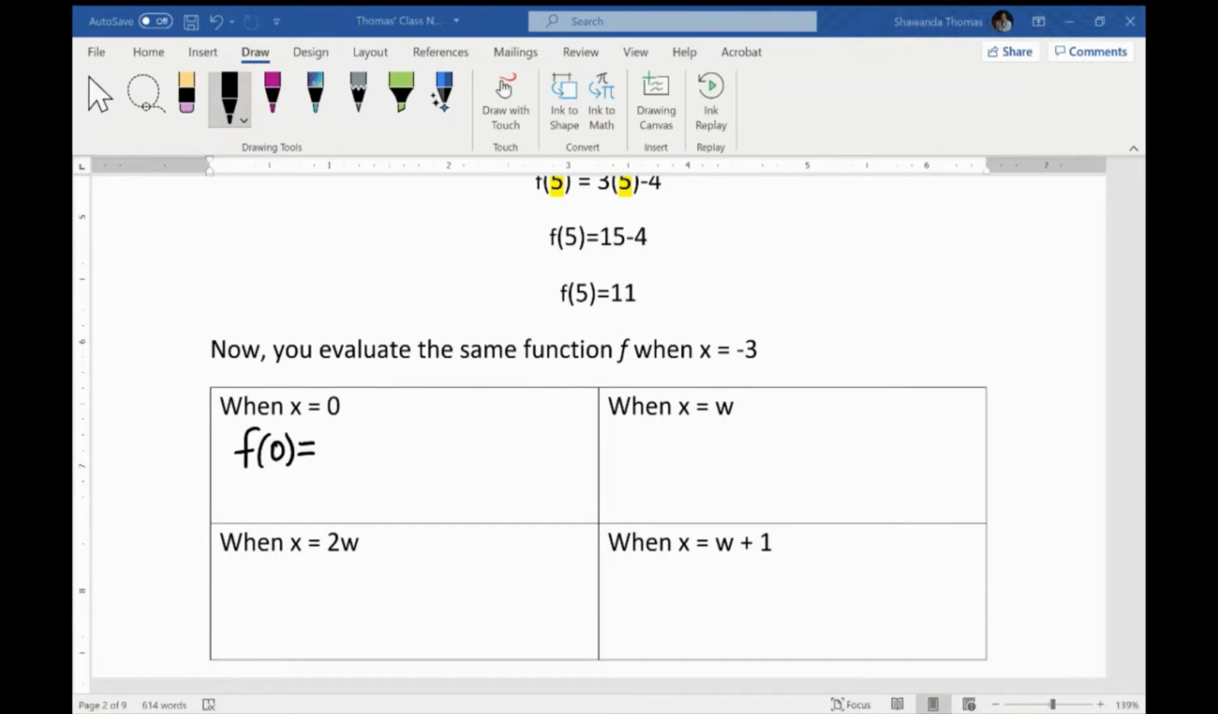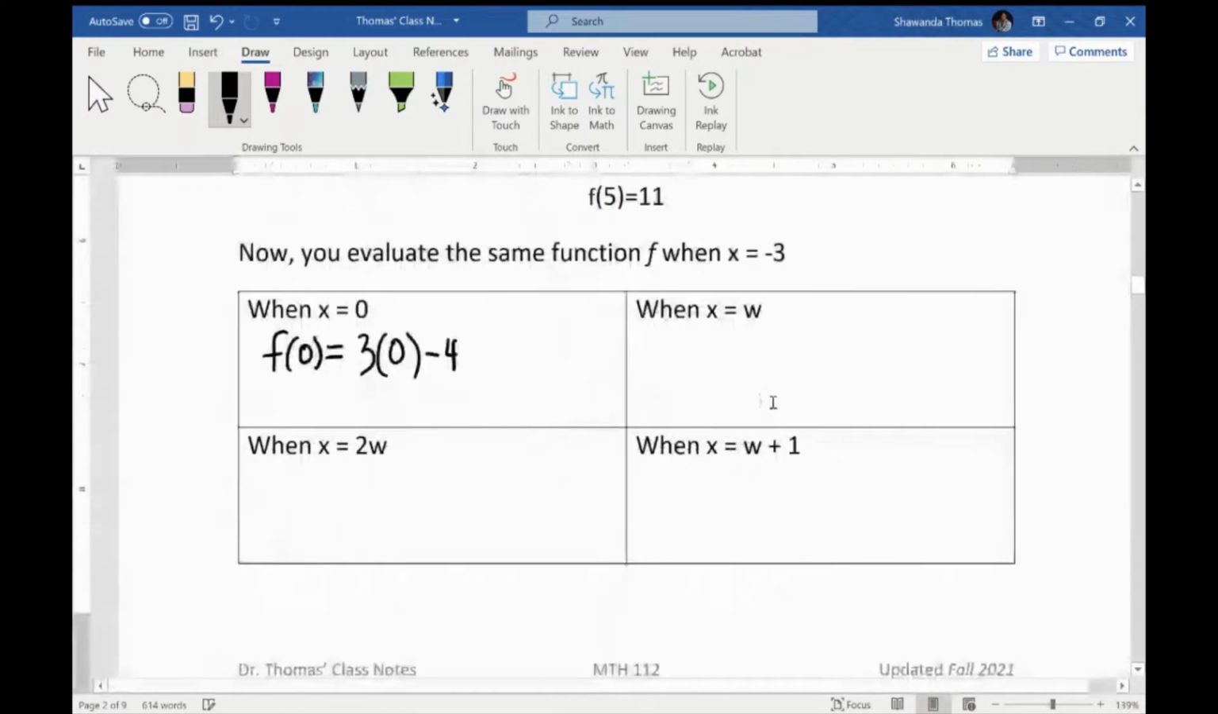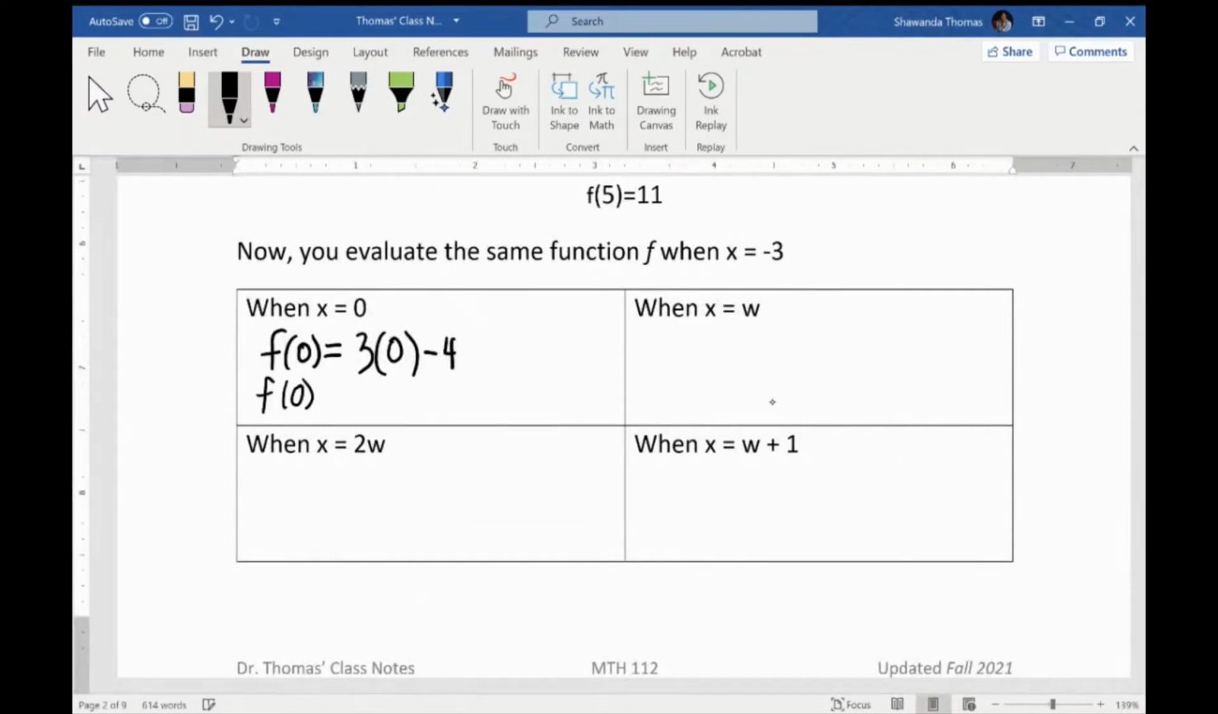All right. So f of 0. What does it mean, somebody? Tell me. F of 0. What are we doing? We're going to use the same function again now. Let me go back up here. And then you put 3 in parentheses 0. And then you put the minus 4. Then you put f of 0 again, and then you put your equal. Then you put 0 minus 4. And then you're going to get negative 4.